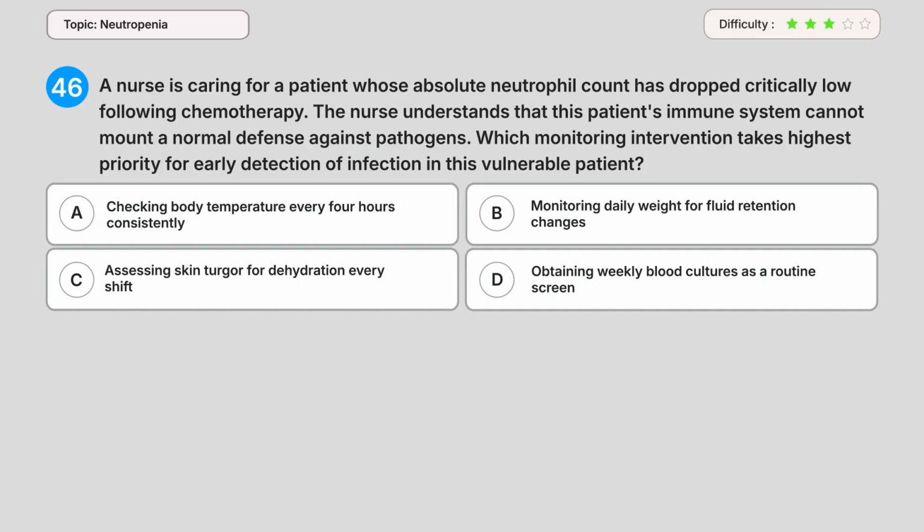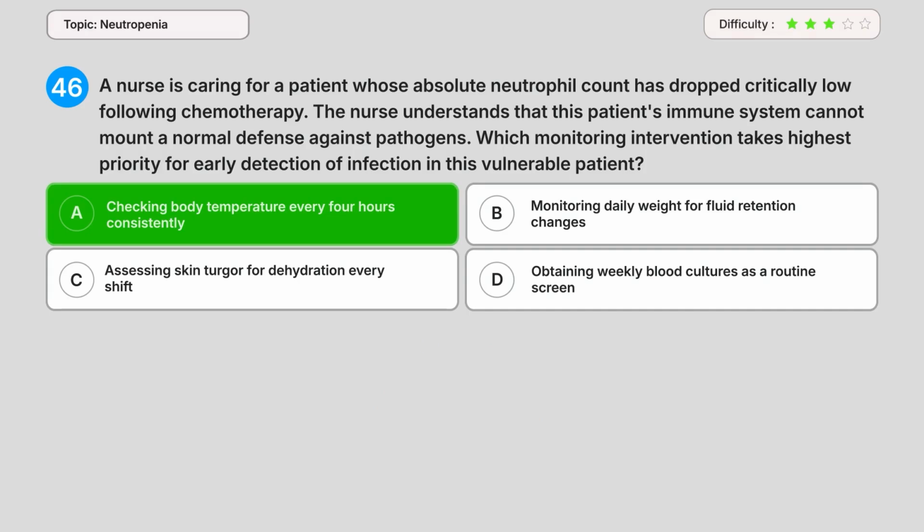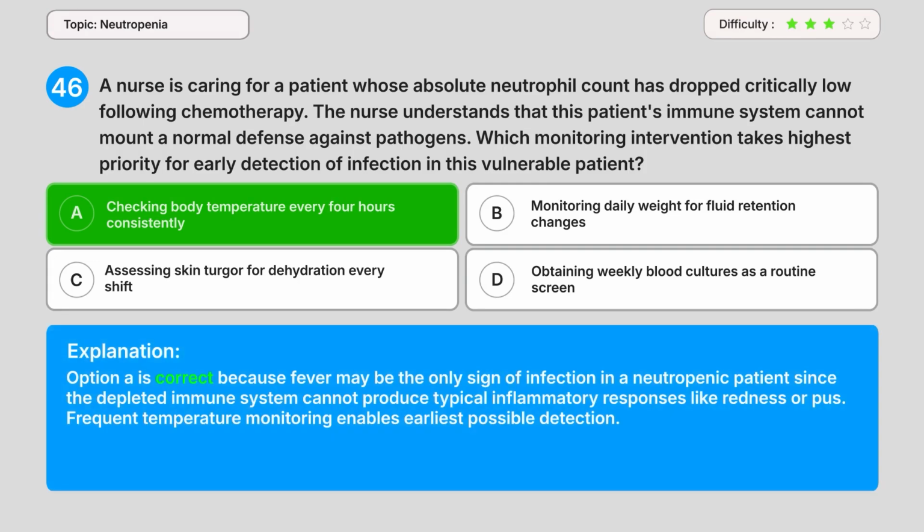Correct answer, A. Checking body temperature every 4 hours consistently. Explanation. Option A is correct because fever may be the only sign of infection in a neutropenic patient since the depleted immune system cannot produce typical inflammatory responses like redness or pus. Frequent temperature monitoring enables earliest possible detection.